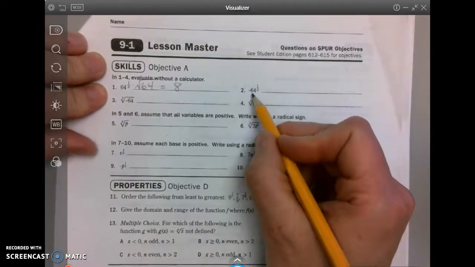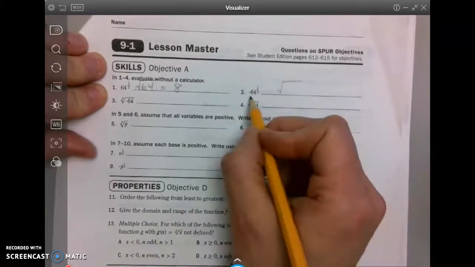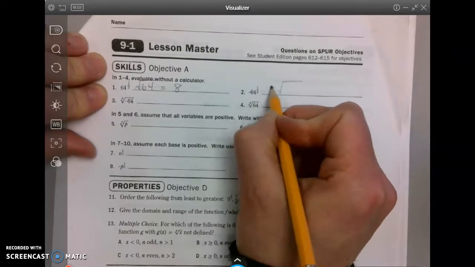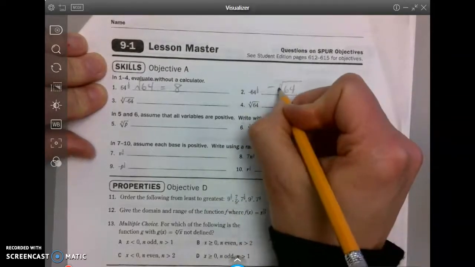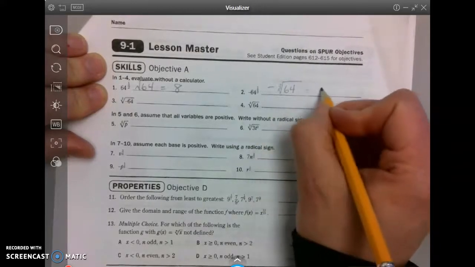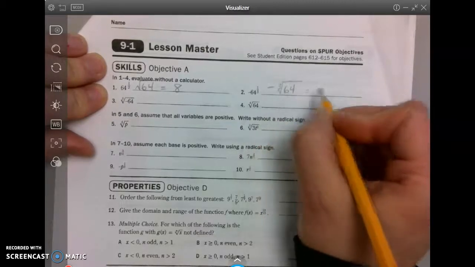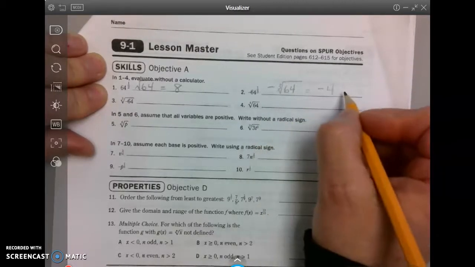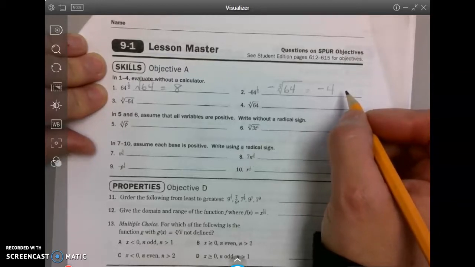Number 2. The cube root, because it's to the, now wait a second, this negative sign is not in the parentheses, so this negative goes here. And the 64 is the only thing that the cube root is being taken of. So I end up with a negative, and the cube root of 64, I know is 4, because 4 times 4 is 16, and 16 times 4 is 64.